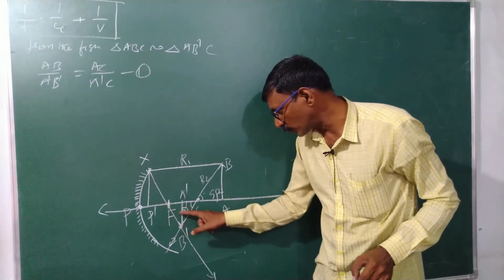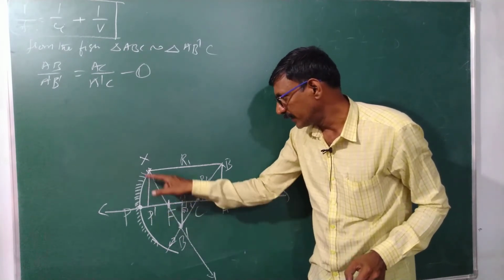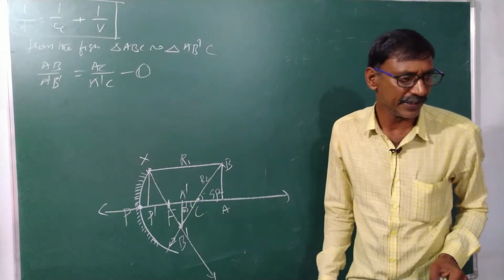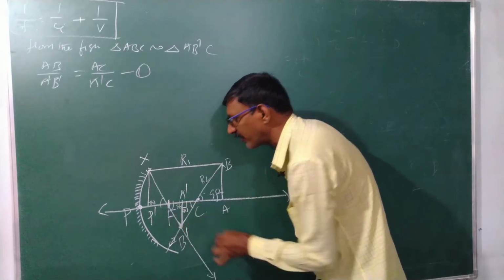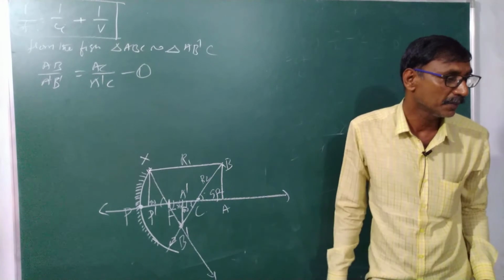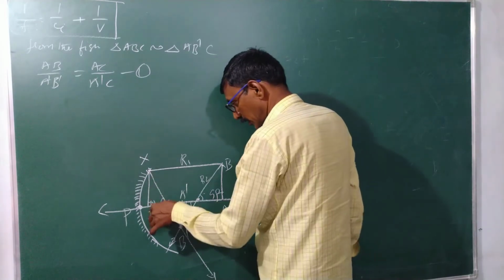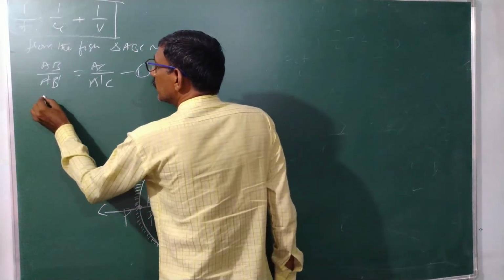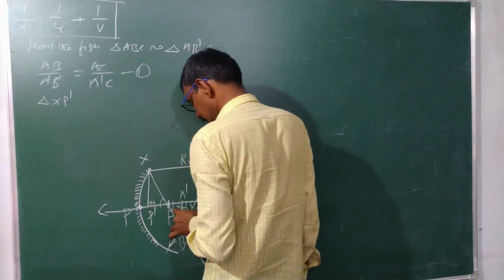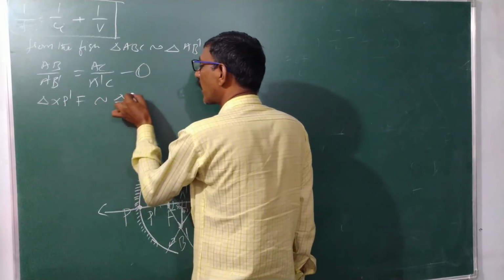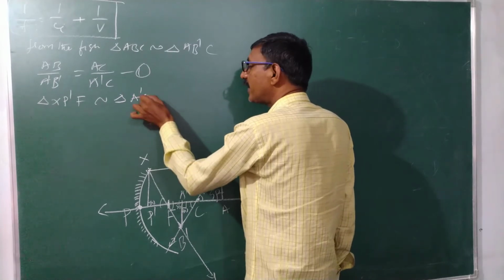This and this. See these two triangles, A dash B dash F and XP dash F. I am considering these two triangles. This is exactly 90 degrees and this is exactly 90 degrees. These two are vertically opposite. Again, these two triangles are similar from this ray diagram. Now, coming to here. Triangle XP dash F is similar to triangle A dash B dash F.